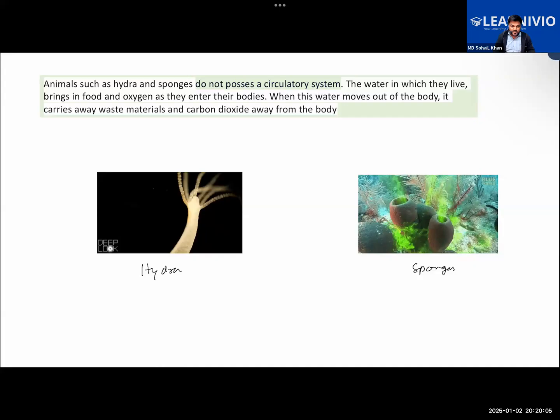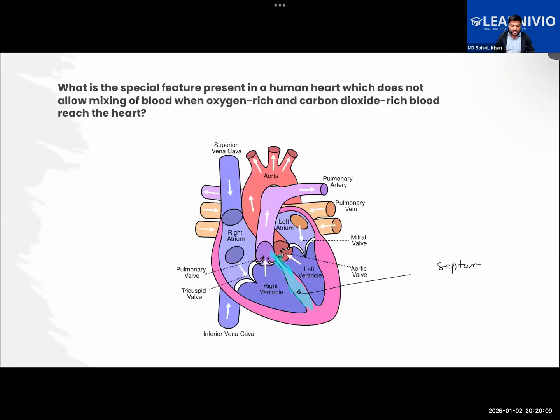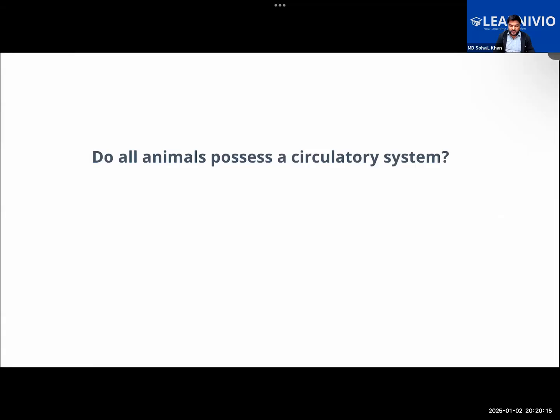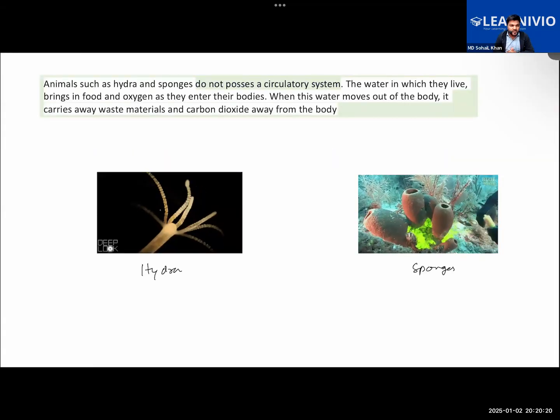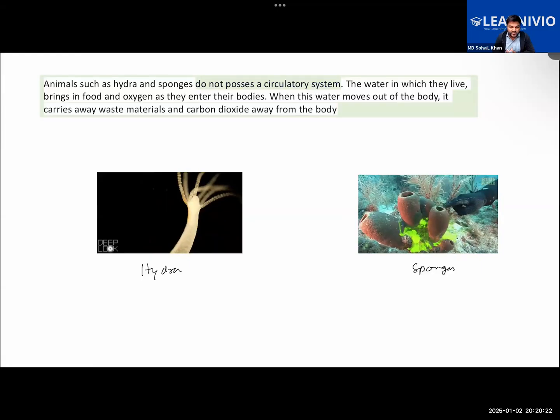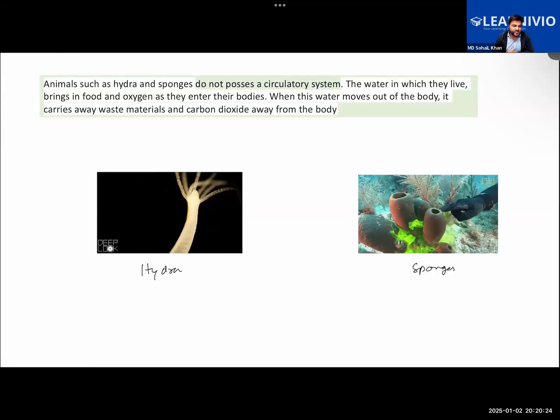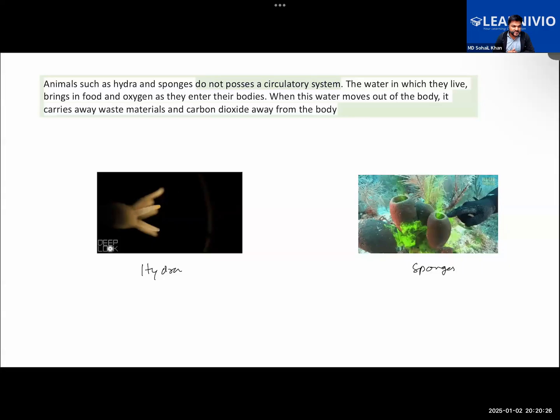Without looking at this diagram of the human heart, it is difficult to understand. We have 10 minutes left. Let us complete this. You can watch the recording if you want to revise it, before the exam.